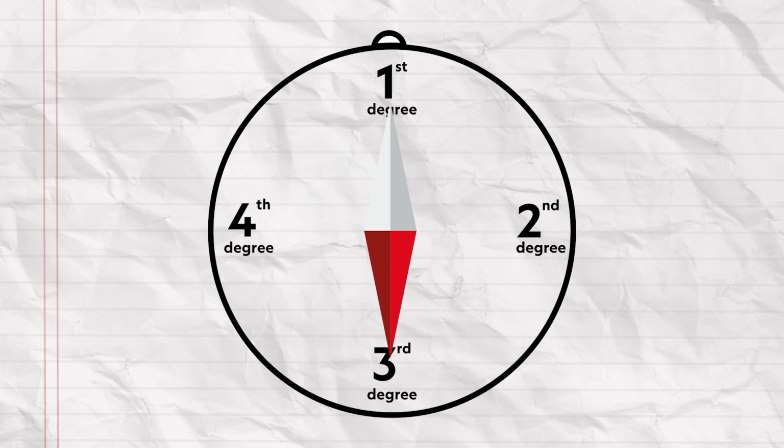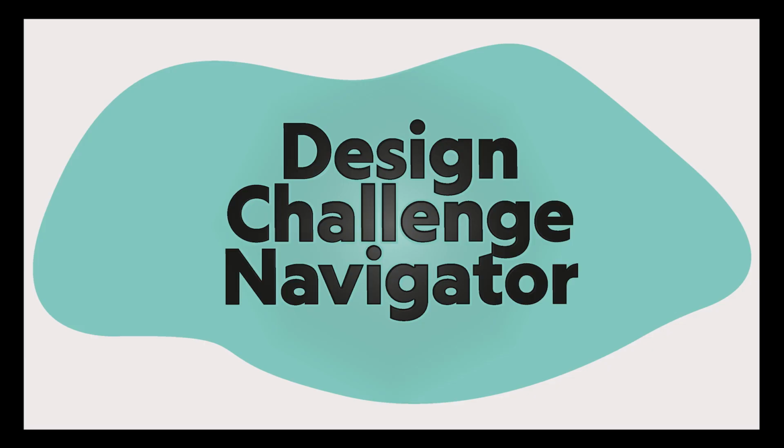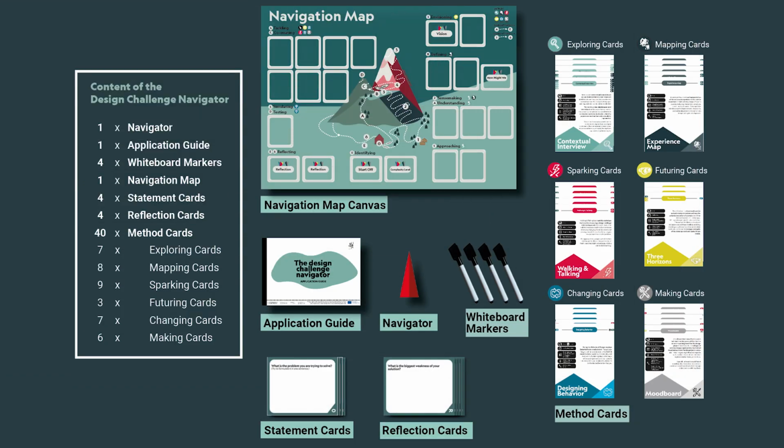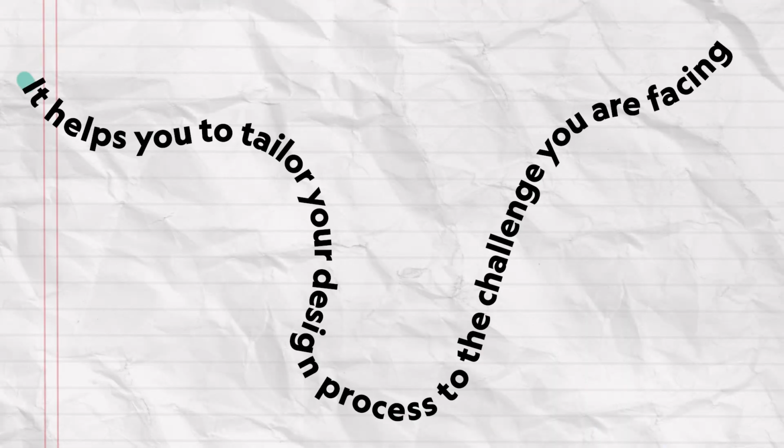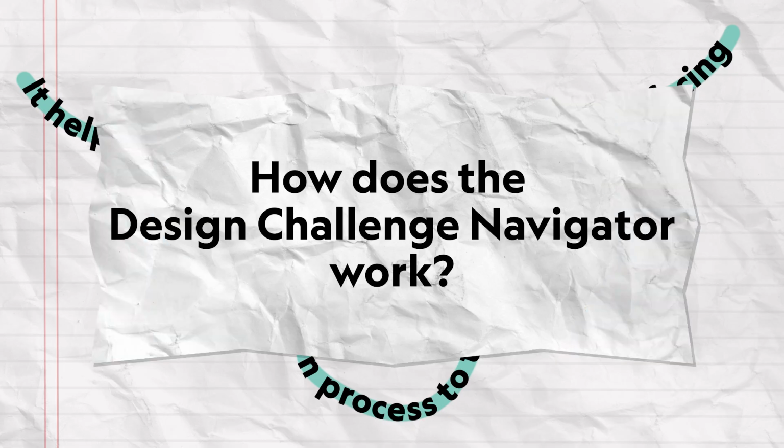One of those materials is the Design Challenge Navigator, short DCN. The DCN is an innovation toolkit consisting of 40 method cards, 13 statement cards, 4 markers, a navigation map, and a central playing figure, the navigator. Additionally, you find an application guide that tells step-by-step how to apply the DCN. The great thing about the DCN is that it helps you tailor your design process to the challenge you're facing. But how does the Design Challenge Navigator work?